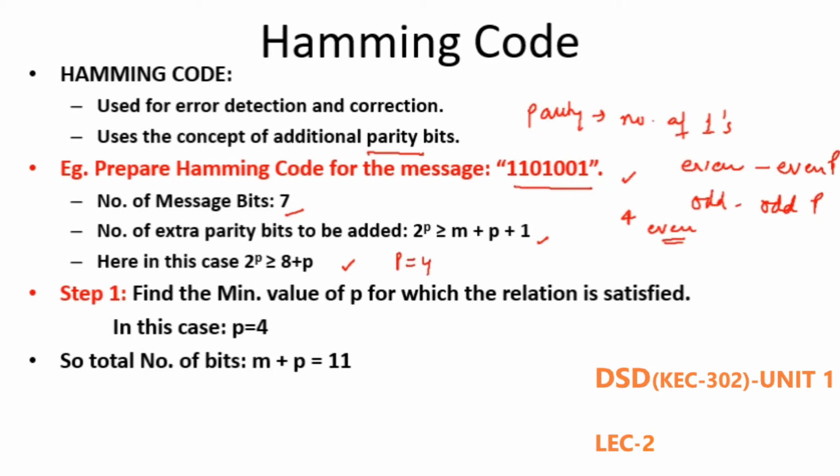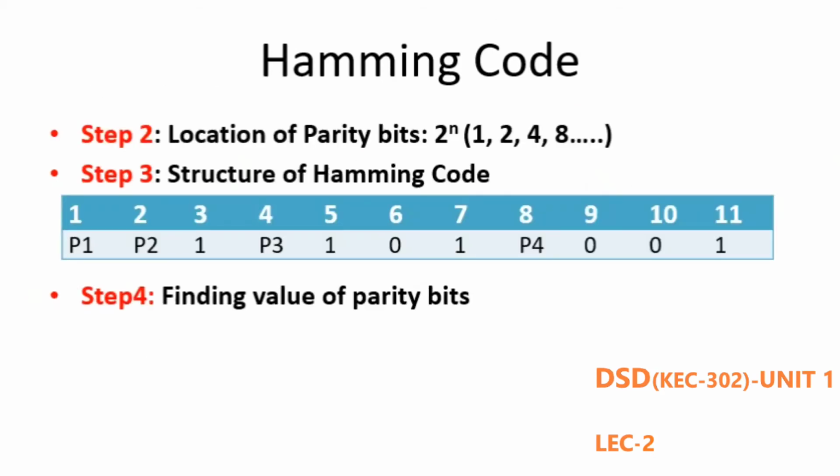For these 4 values, this relation is not satisfied, so I am getting this value p is equal to 4. So the total number of bits becomes m plus p. 7 were the message bits, 4 are the parity bits, so m plus p becomes 11. So now we can prepare the Hamming code, but before going to the Hamming code structure, we have to first identify where these bits are to be included.